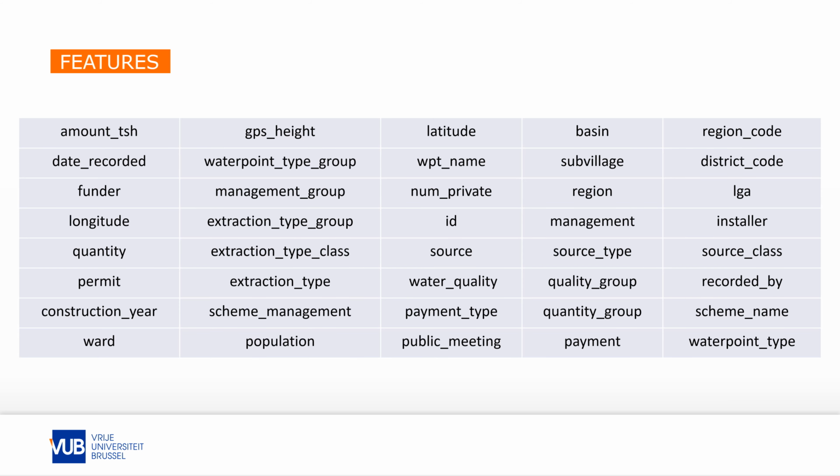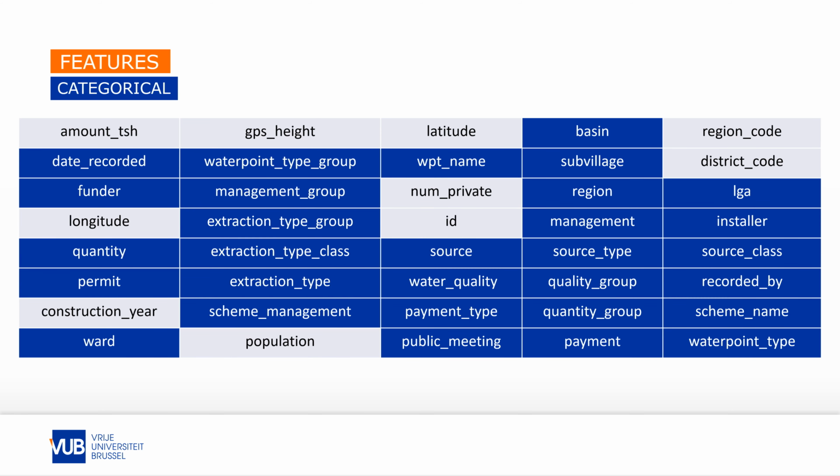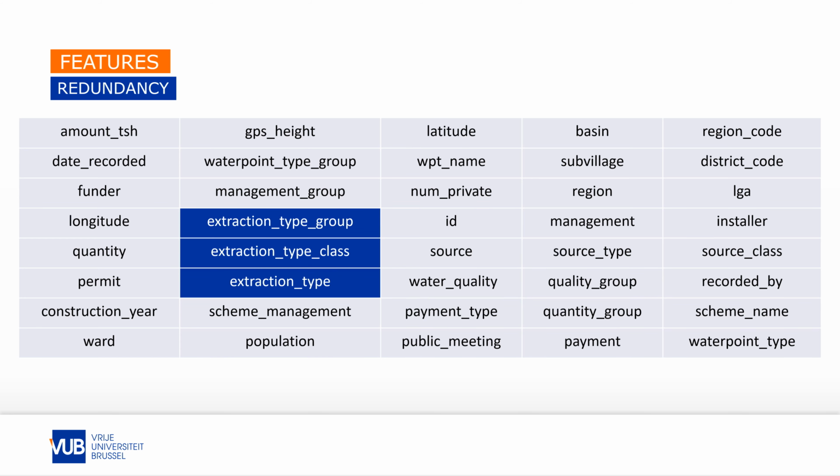We have 40 features available to base our predictions on. Some of these features are numerical, other features, most of them, are categorical. Some features are clearly redundant with a one-on-one correspondence between them, so we might need to drop some. And some features are just highly correlated, which could mean we have to drop them or merge them.